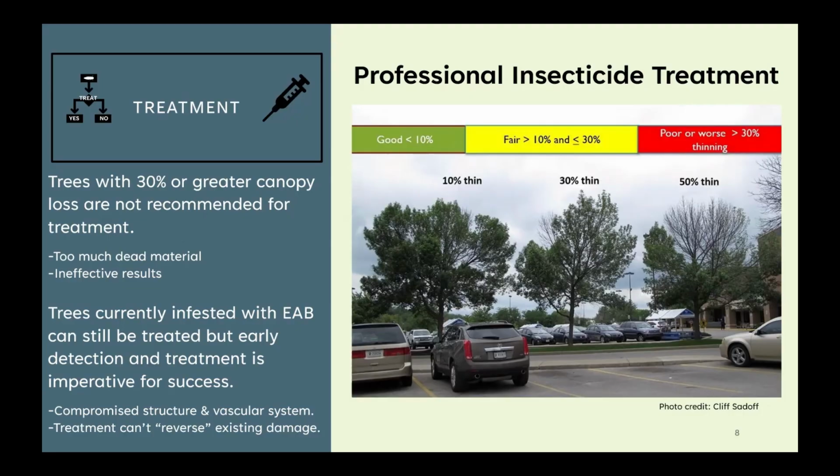And then what about trees that are currently infested with EAB? Well, they can still be treated, but early detection and treatment is imperative for success. That is, again, because any existing damage will not be reversed or fixed by the insecticide treatments. There's still going to be some level of vascular system damage and potentially compromised structure and just reduced health and vigor of the tree. The results may be less than desirable.